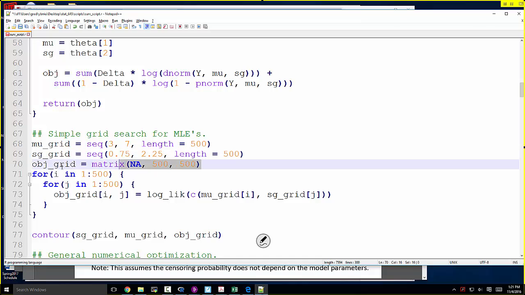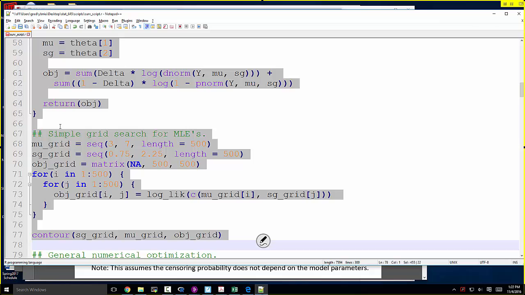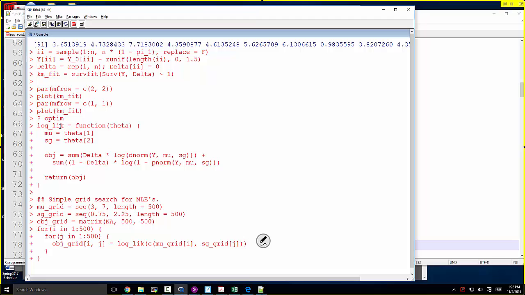Then I'm going to create an empty container, a 500 by 500 matrix, and the ijth entry will be the log likelihood corresponding to the ith choice of mu and jth choice of sigma. And then what we would want to do is find where the maximum is. Out of that 500 by 500 matrix of log likelihood values, where's the biggest one? Whichever ij combo has the biggest value, that's our maximum likelihood estimator.